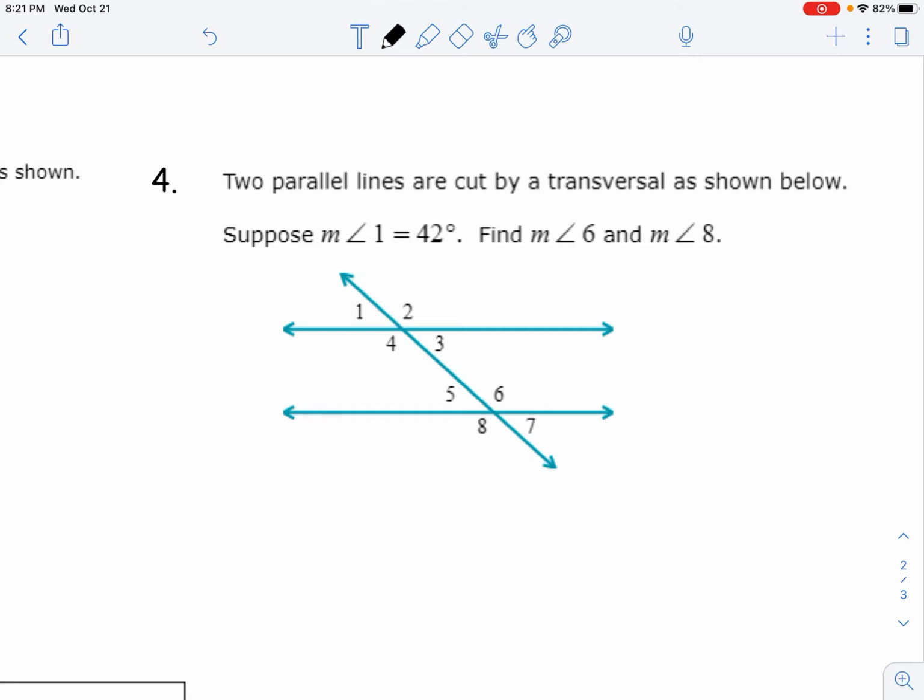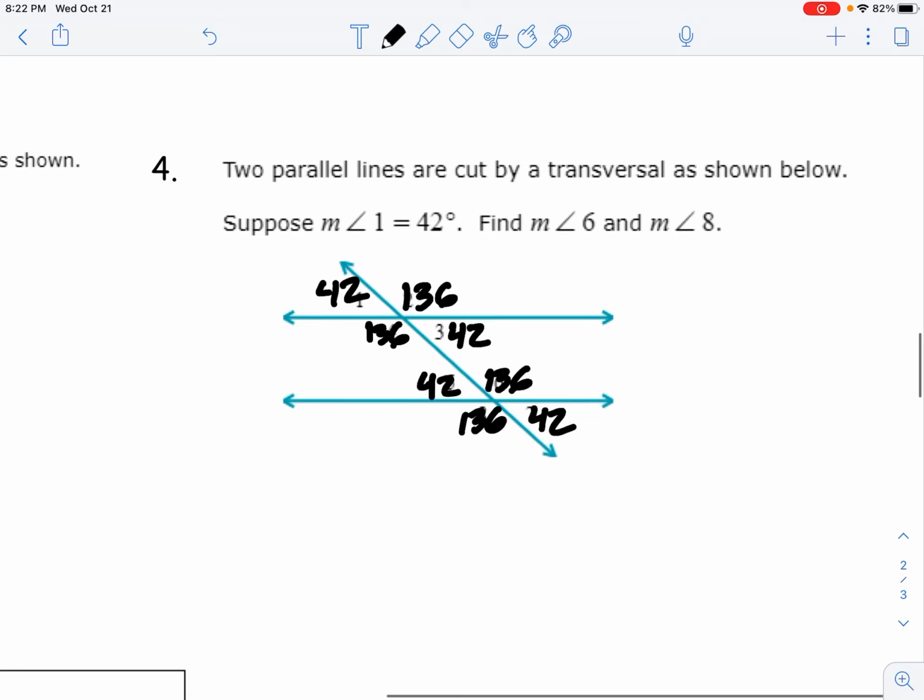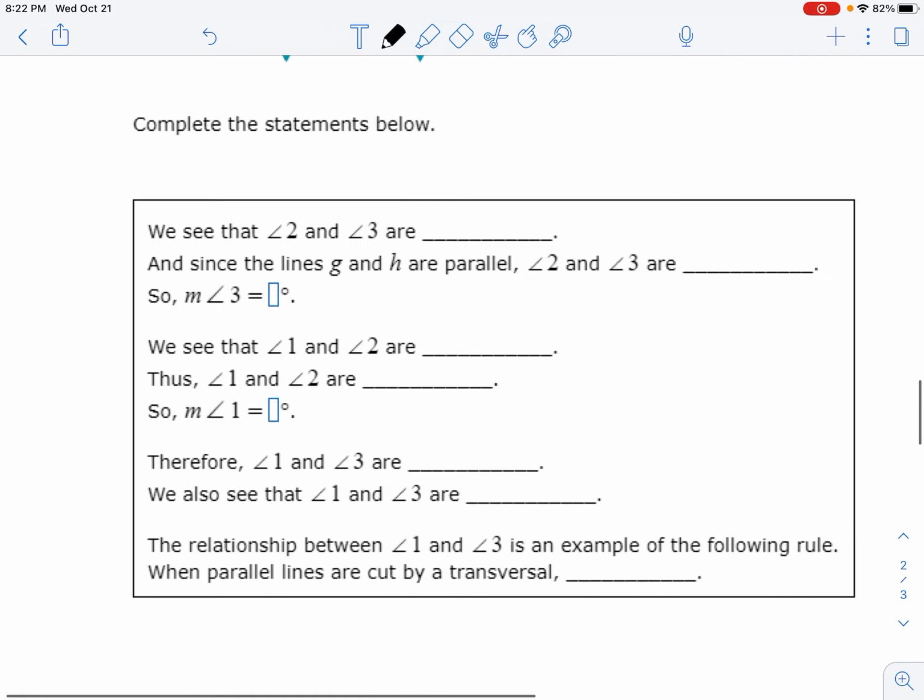Two parallel lines are cut by the transversal. Suppose measure of angle 1 is 42. I could literally go through this whole thing in like 2 seconds. That's an acute angle. That's 42. This one's 42. This one's 42. This one's 42. Done. All the other ones are obtuse angles, so they're going to be supplementary, which means this would be 136, 136, 136, and 136. So yeah, it asks for 6 and 8, but they're all either supplementary or congruent.